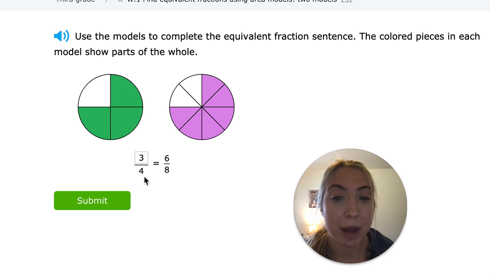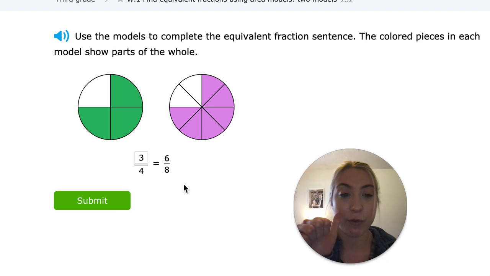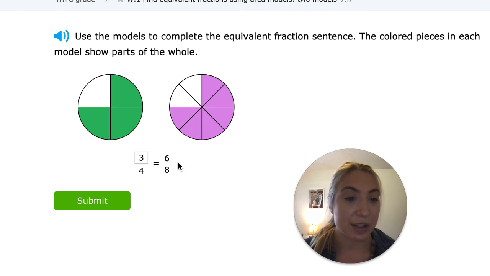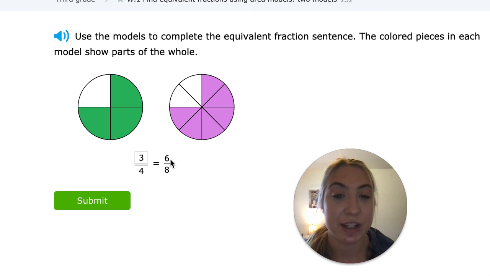8 divided by 2 gives us 4. So I can count by 4s twice, 4, 8, to give us the number 8. So then I can do the same thing with my numerator. Divide it by 2. 6 divided by 2 is 3, and that's the answer I got. That's how I know they are equivalent. They are equal. So let's try another one together.